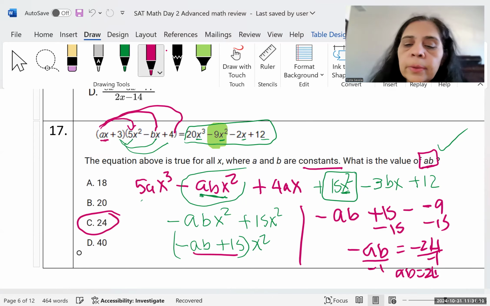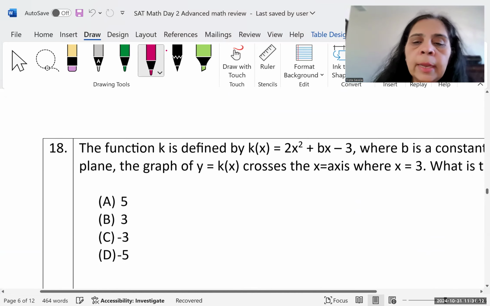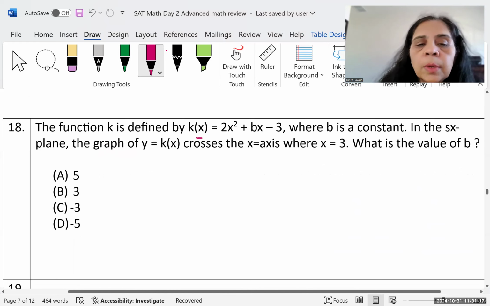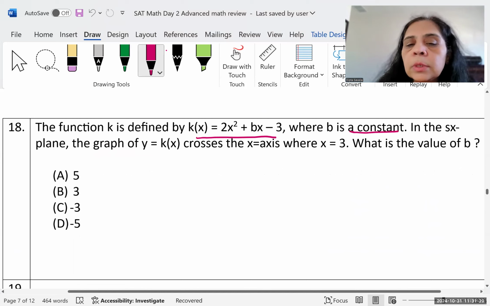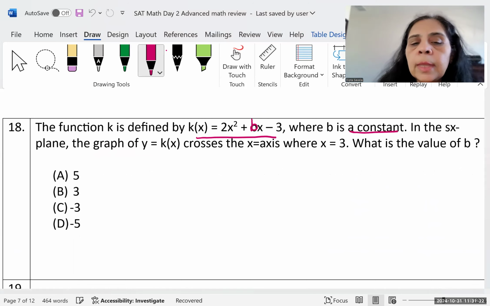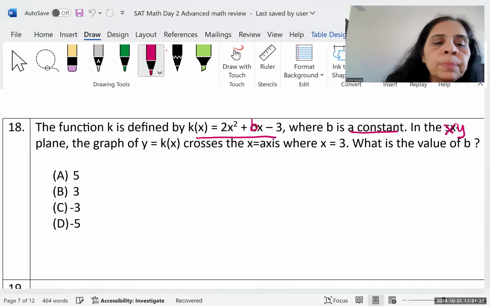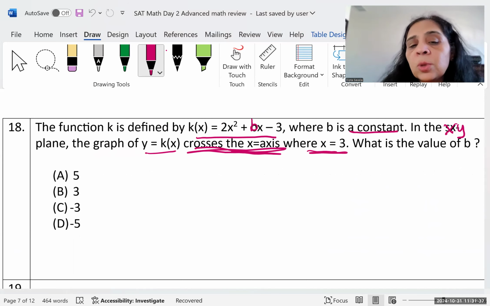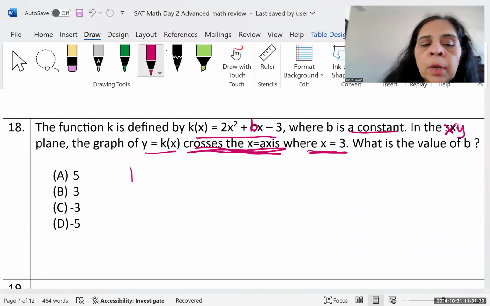So that's it. All right. Number 18. All right. A function is given where b is a constant. B, that's the b, that means it's a number. In the xy-plane, sorry, the graph of y equals k of x crosses the x-axis. What does that mean? Crosses the x-axis at 3. So that's the point, right? Whenever a graph crosses the x-axis at 3, that point will be 3, 0.